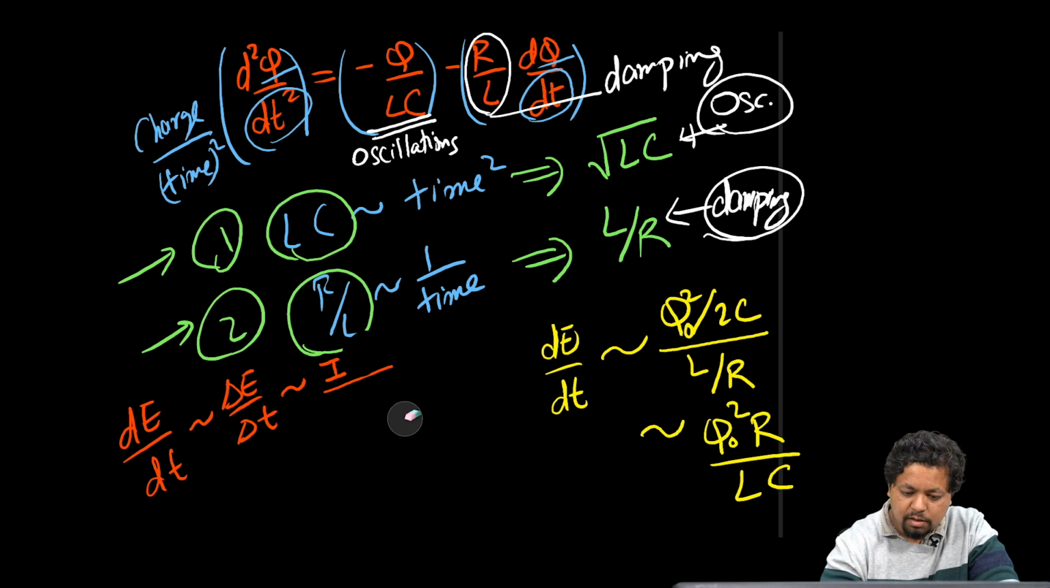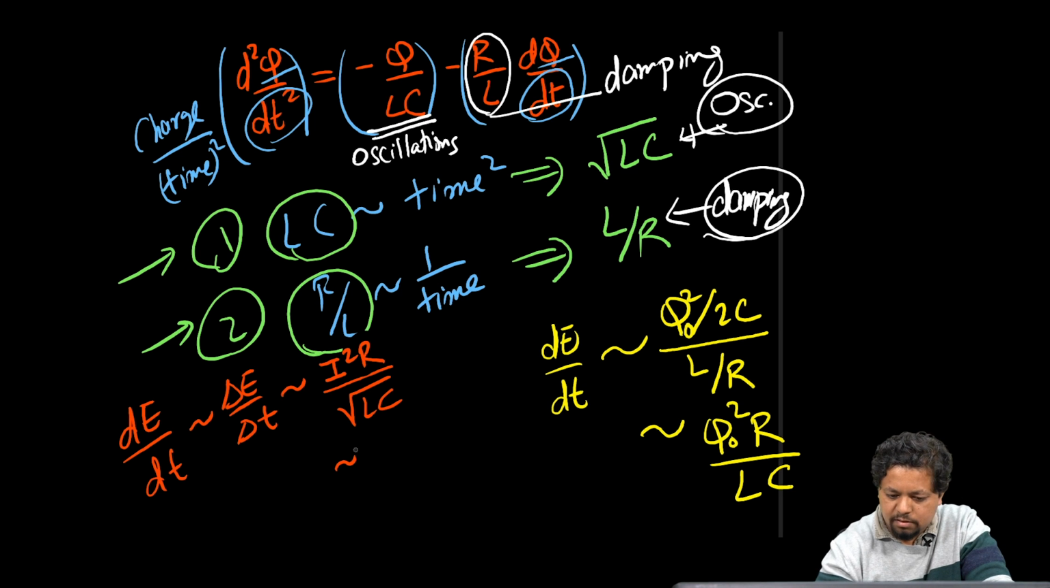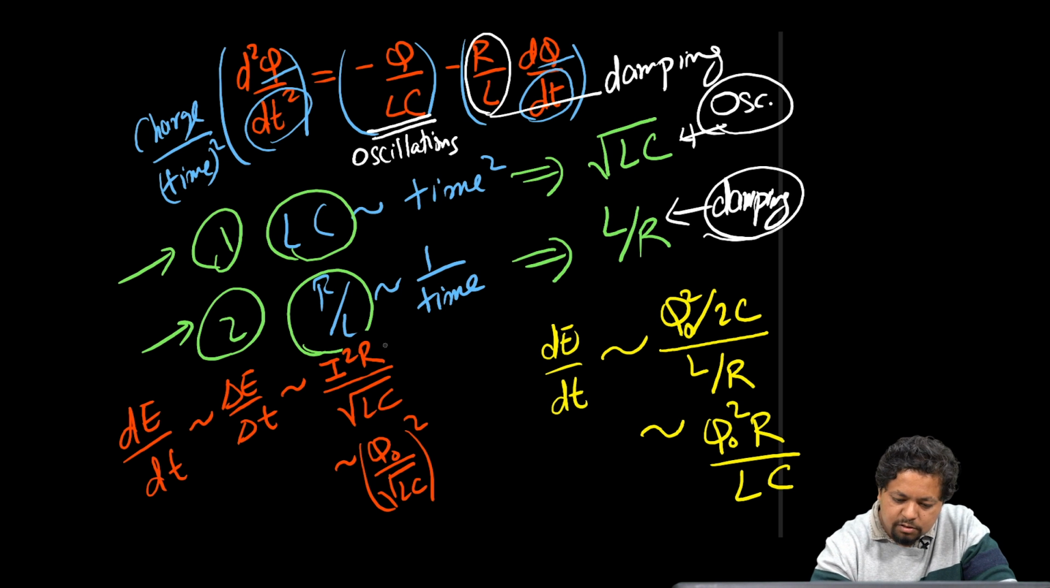Joule heating is I squared R by delta T, which is square root of LC, and I get I squared is Q naught by square root LC, squared. Actually the power is I squared R, so I have to multiply by delta T.